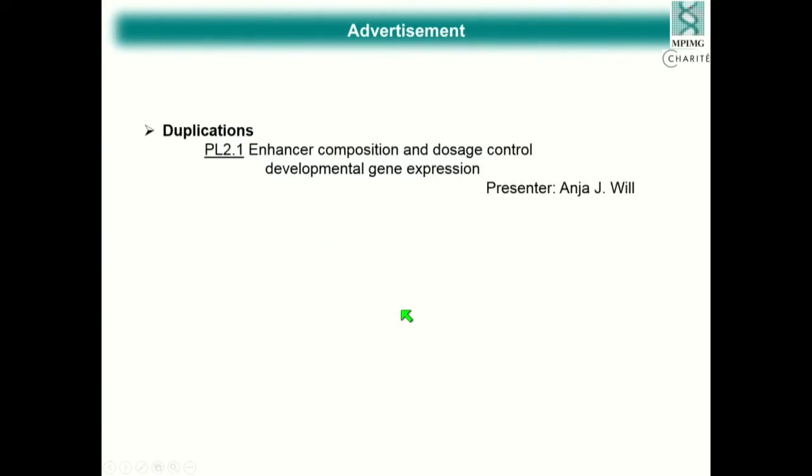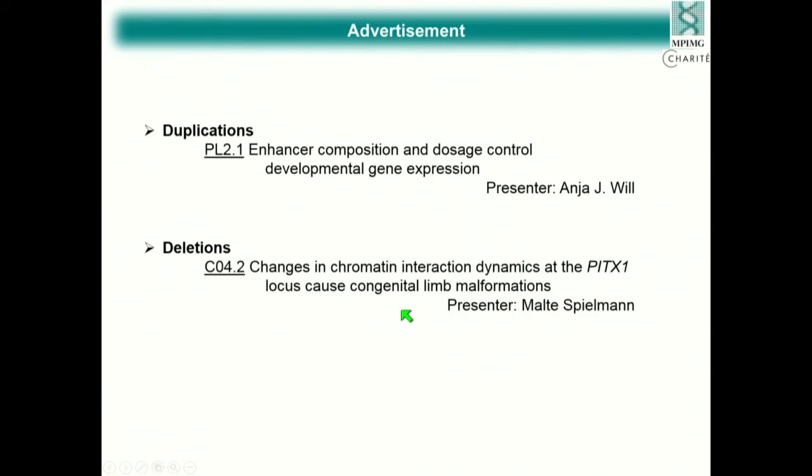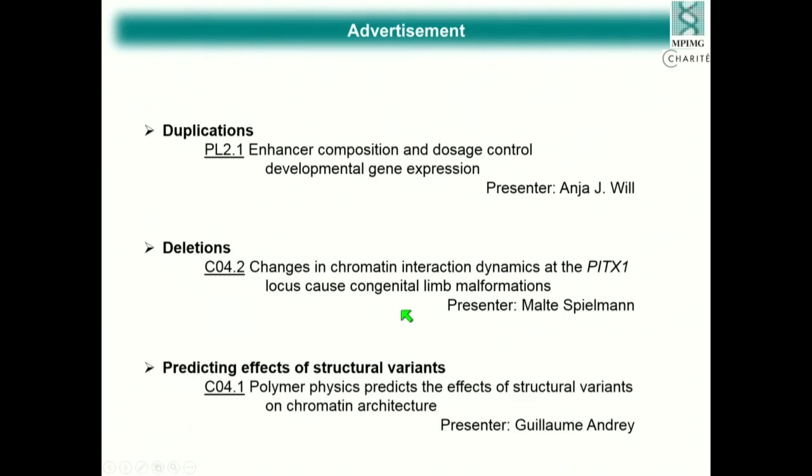Right. So with that, I would like to finish and just advertise for some colleagues. The first one is a talk by Anja Vil in the plenary session today, which will talk about the enhancer composition and dosage in the control of a very important gene, Indian hedgehog, in the formation of bones. It also deals with structural variants. Then there will be the talk of Malte in the competitive session, I think it's called, about the regulation of PDX1. And finally, another talk by me, just before Malte, actually, in the same session.